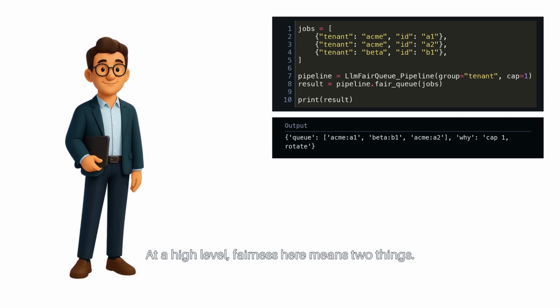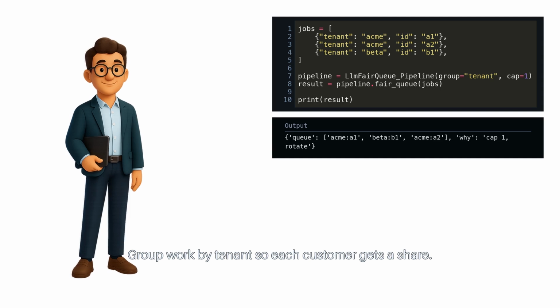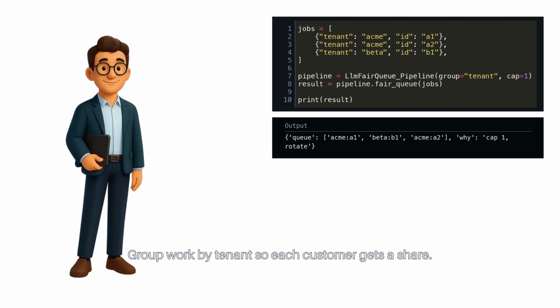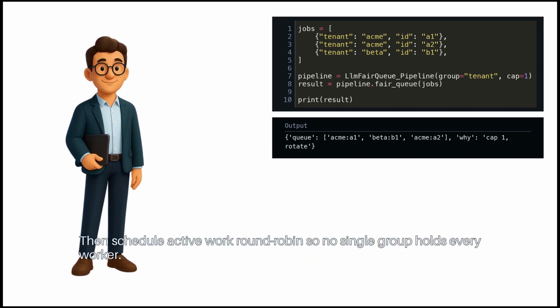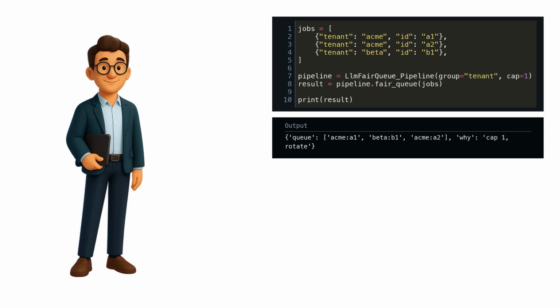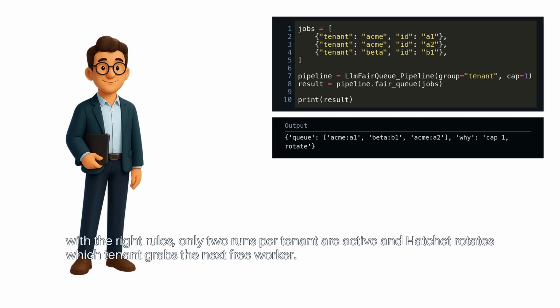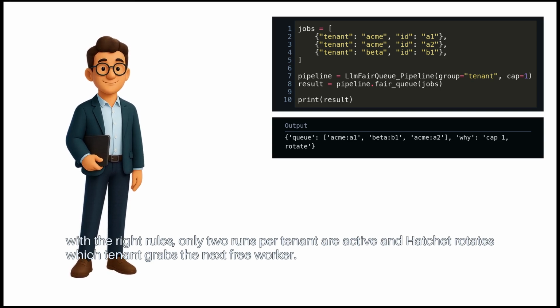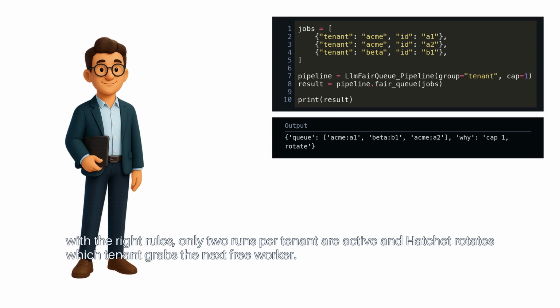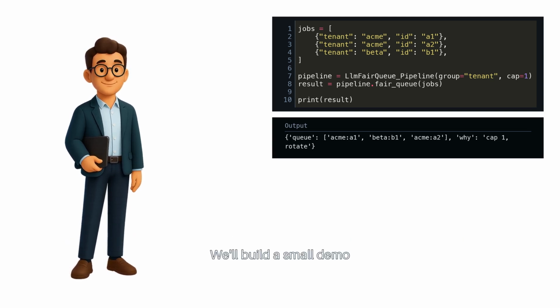At a high level, fairness here means two things. Group work by tenant so each customer gets a share. Then, schedule active work round robin so no single group holds every worker. Picture 3 tenants and 2 workers. With the right rules, only 2 runs per tenant are active, and Hatchet rotates which tenant grabs the next free worker. We'll build a small demo.